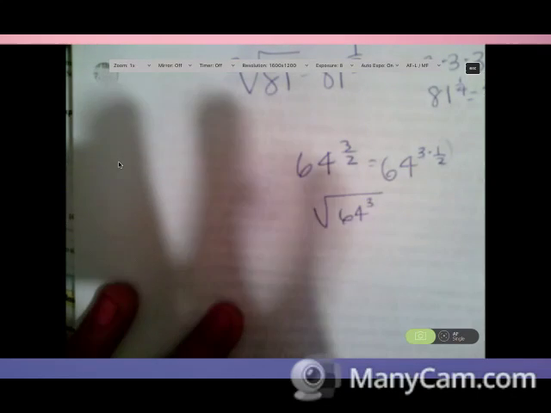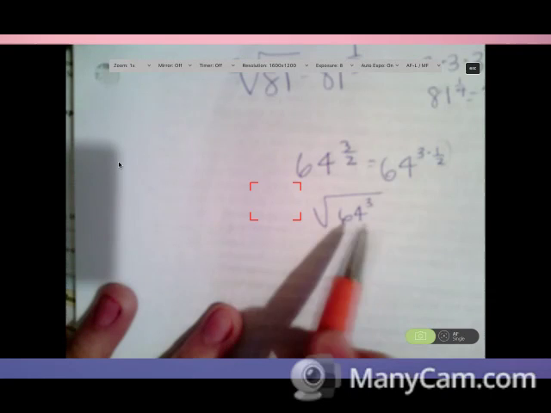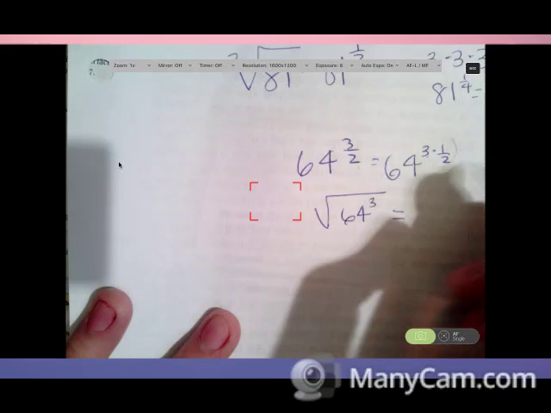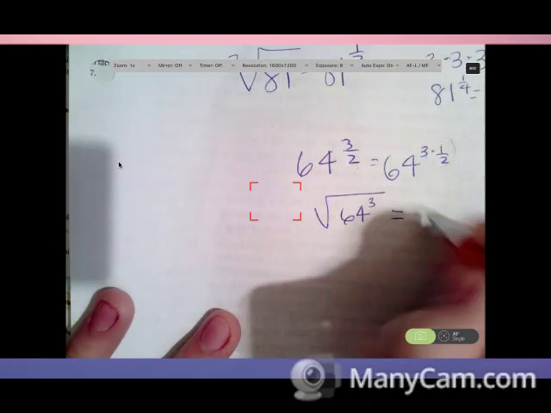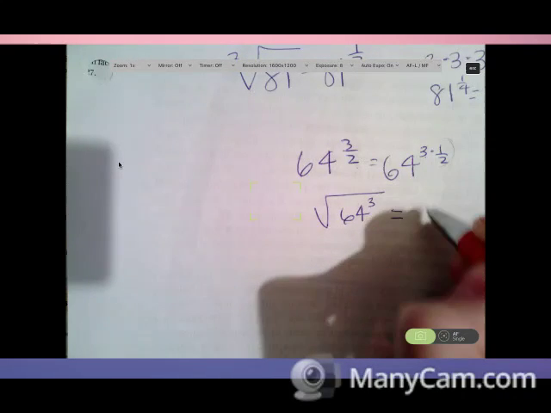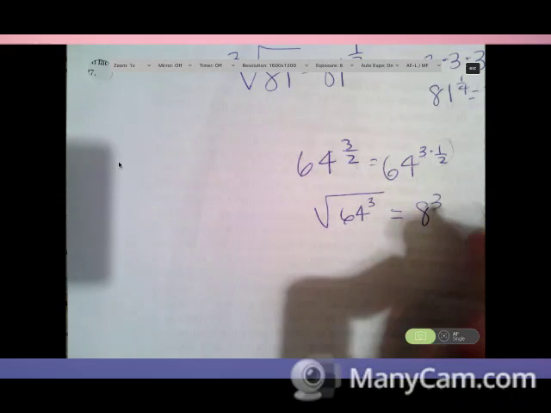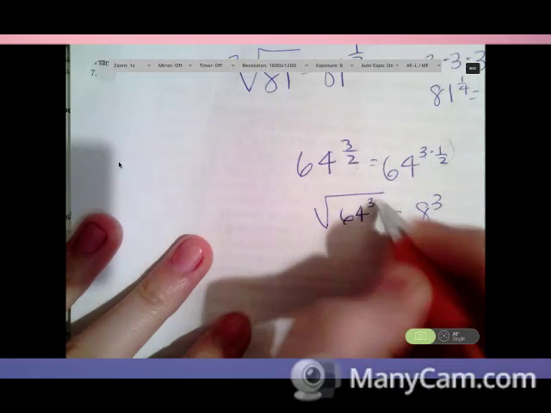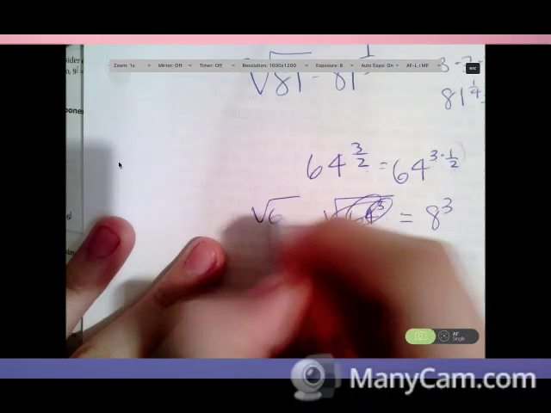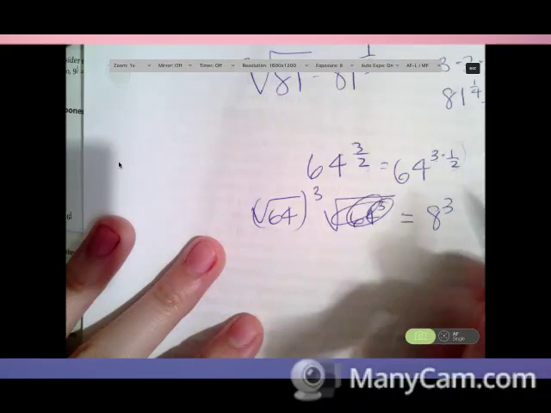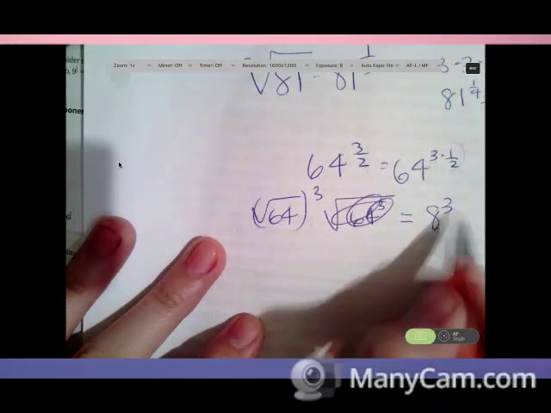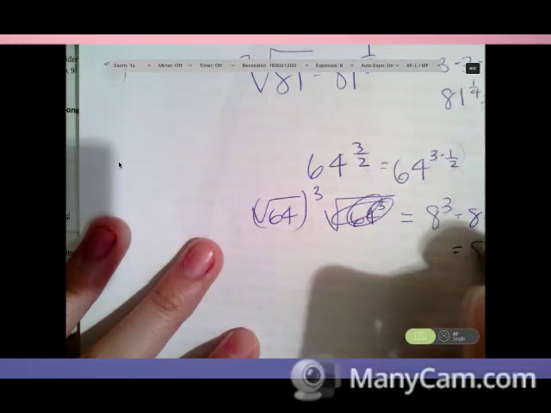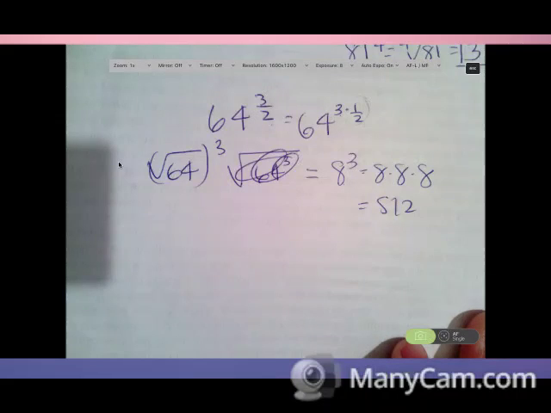All right, so this is what I do. Since 64 is a perfect square, I'm going to take the square root of 64 first. So I'm going to do 8 to the 3rd. So let me write this. I'm going to take 64 and then I'm going to cube it. The square root of 64 is 8. I'm going to raise it to the 3rd power, and I'm going to get 8 times 8 times 8, which equals 512. That's my answer.